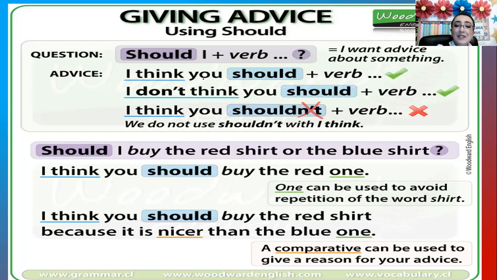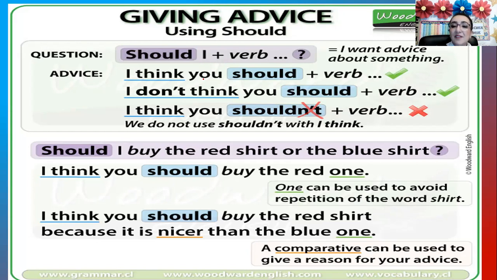I think you should buy the red shirt because it is nicer than the blue one. Pienso que deberías comprar la roja, la playera roja, porque es más nice que el azul. Okay.